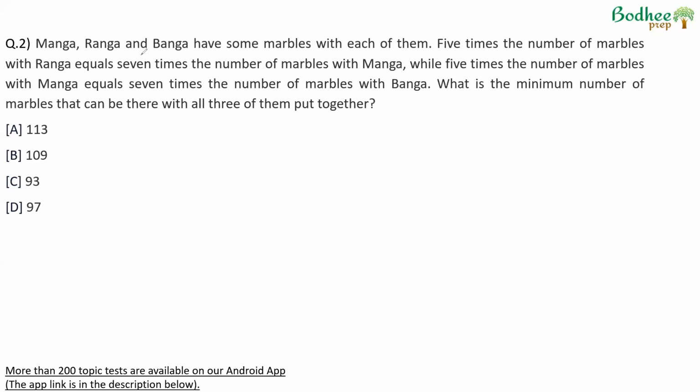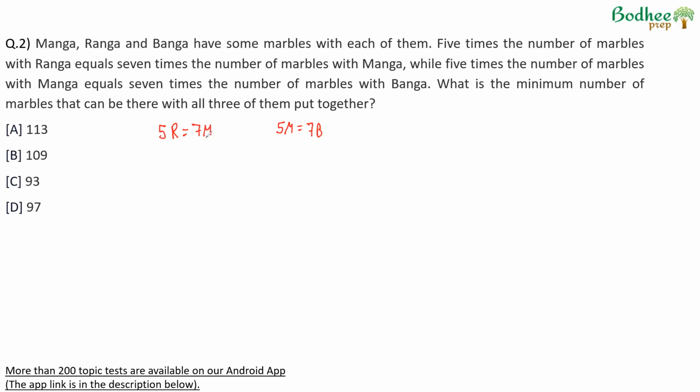Manga, Ranga, and Bhanga have some marbles with each of them. 5 times the number of marbles with Ranga equals 7 times the number of marbles with Manga. So if the number of marbles is M, R, and B respectively, 5 times of R is equal to 7 times of M, while 5 times the number of marbles with Manga, 5 times of M is equal to 7 times of B. What is the minimum number of marbles that can be there with the 3 of them put together?